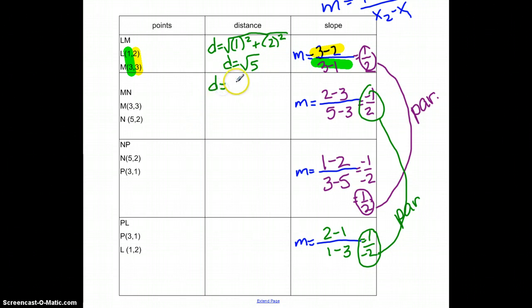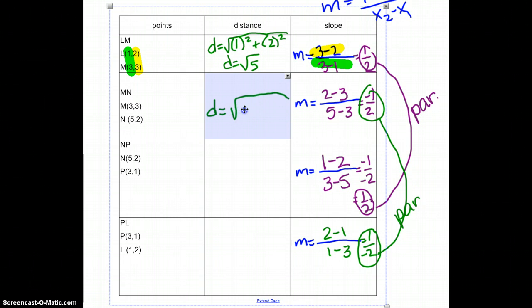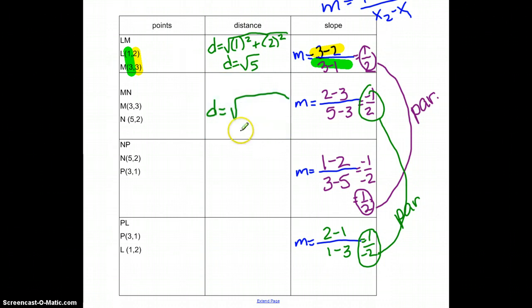Okay, this one, again, the shortcut method. Let me move that down a little bit. So -1 squared plus 2 squared, which gives me the square root of 5. So far I have two sides that are equal. Now to do the next one.